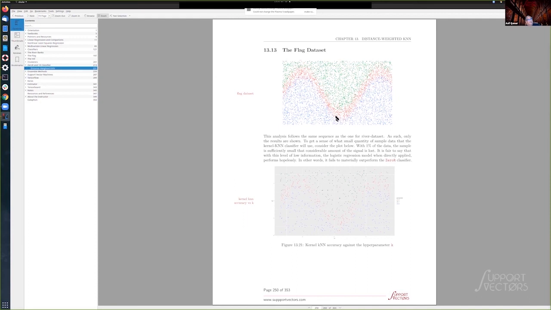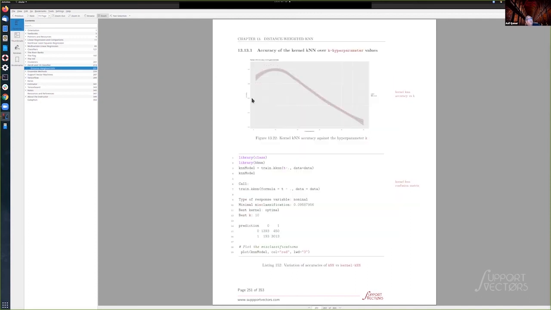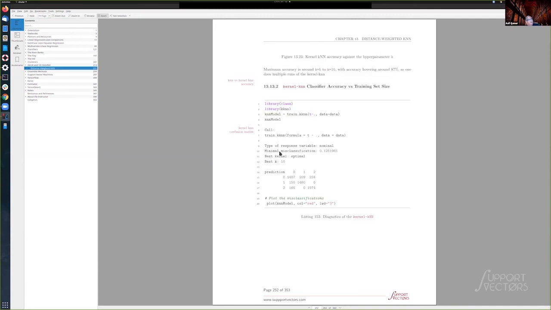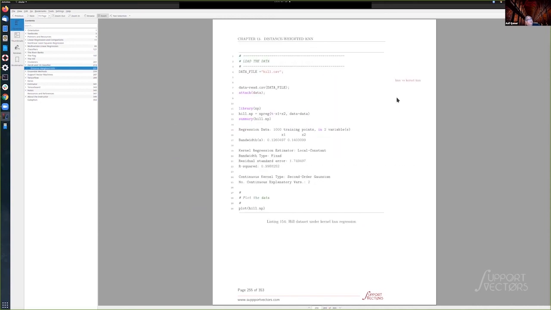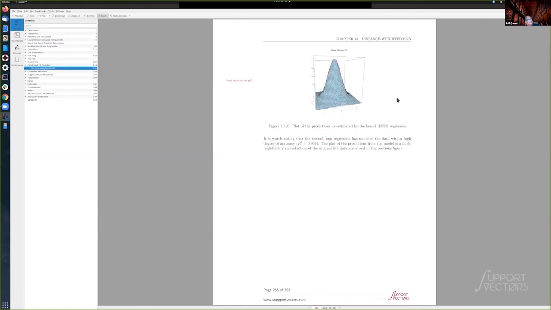So we have the flag dataset here. Once again, you see the same accuracy curve. It peaks around, what is the peak value here? You get a peak around K equal to 5 to 10. In this plateau range, you get a maximum accuracy of 87%. The Hill dataset, what does it do? The Hill dataset gets the predictions right with a very high degree of accuracy, 99% R squared, I mean, coefficient of determination, the R squared, very high.